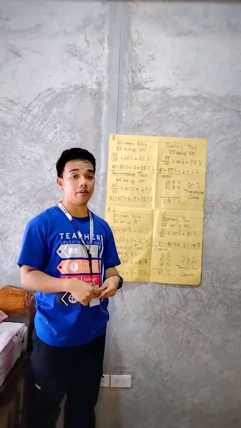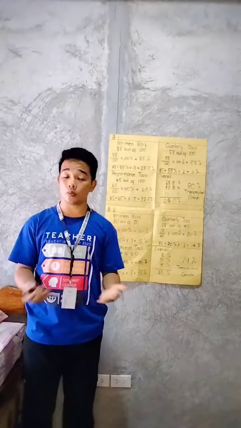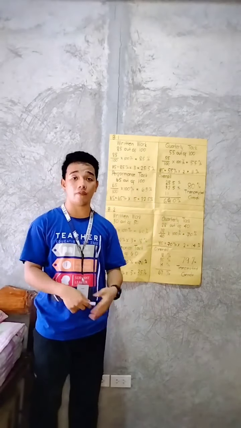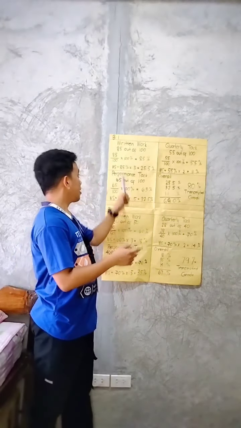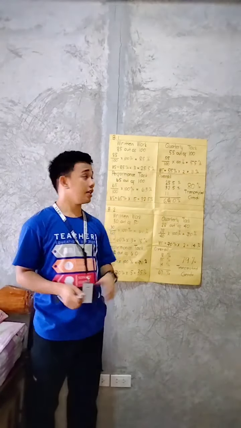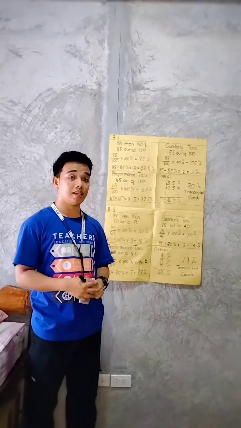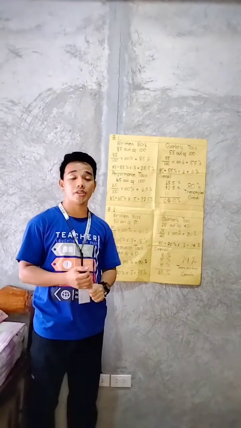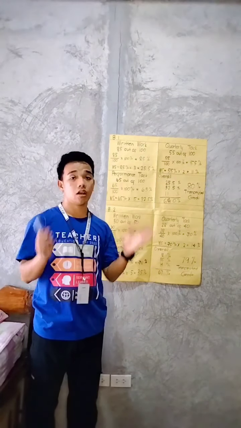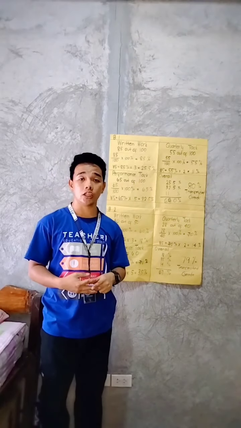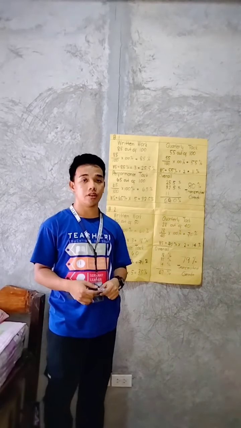In task 1B, all we need to do is compute the grades of the students in English and mathematics. For everyone's information, 30% of the grade is from written work, 50% from performance task, and 20% from the quarterly test, a total of 100%. For the English subject, let's compute their grade.